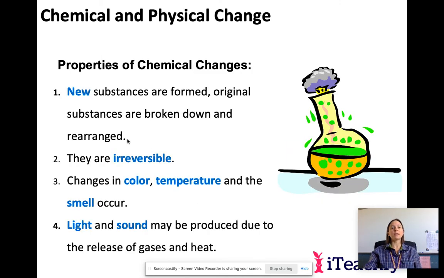So things to remember with a chemical change: we have a new substance. There's something different from what we started with. These are irreversible. Now, that's not, again, entirely true. There are some chemical reactions that are reversible. A change in color, change in temperature or a change in smell would indicate a chemical change, but not temperature in and of itself. If we see light or sound, again, a sign of a chemical reaction. But on that microscopic level, what we start with, all of that stuff rearranges to form something new.